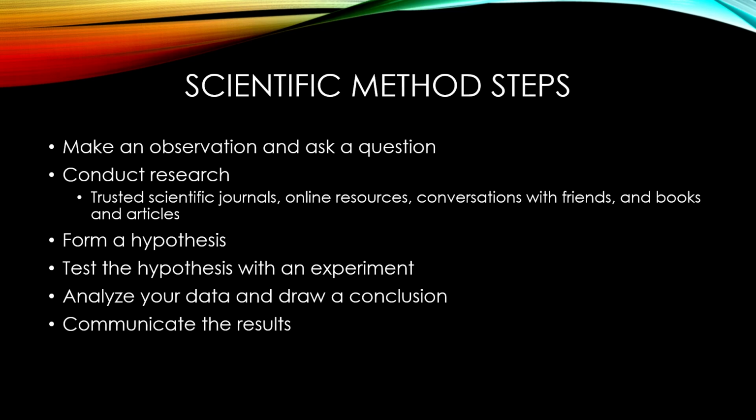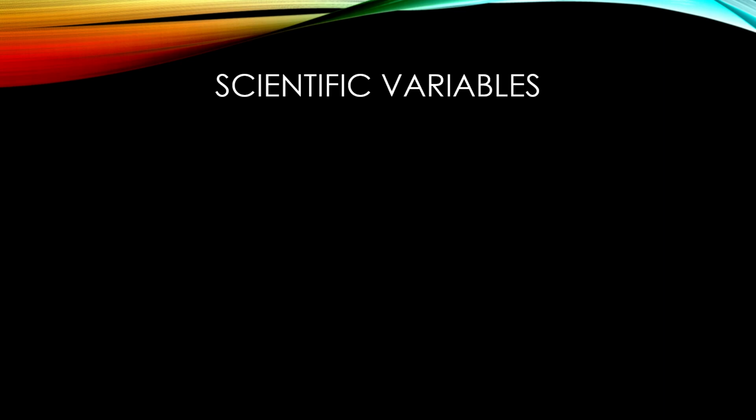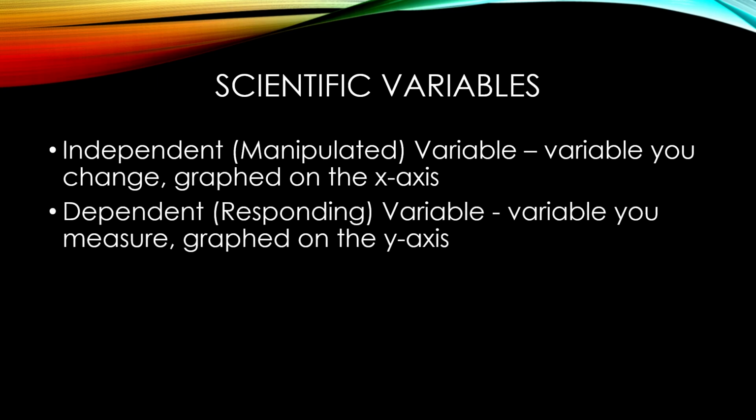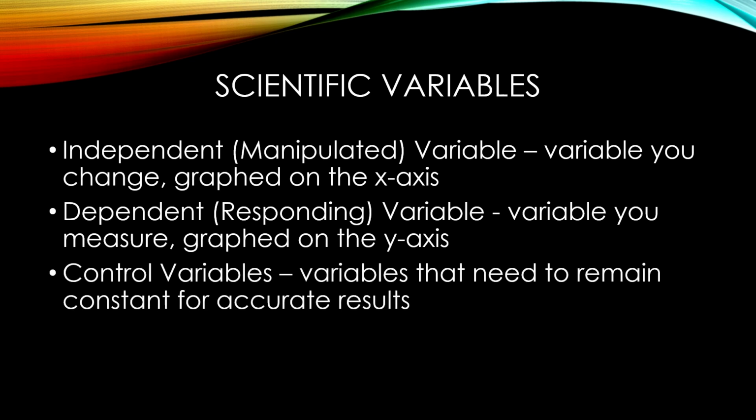Next is scientific variables. The first variable is the independent or manipulated variable, and this is the variable you change and is graphed on the x-axis. Next is the dependent variable, which is the responding variable. This is the variable you measure and is graphed on the y-axis. And finally are the control variables. These are variables that need to remain constant through the entire experiment for accurate results.